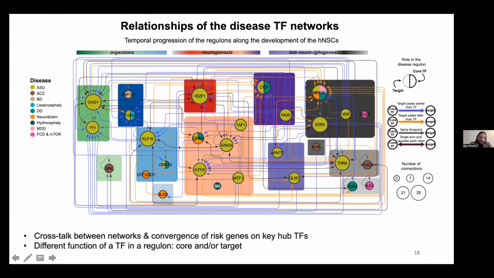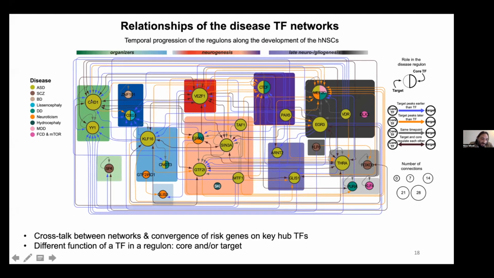This analysis is also showing the different function of a transcription factor in the regulon, but also how different regulons can converge to a specific target. So this could explain why mutations associated with different diseases may show similar manifestations, but also can explain why mutations associated with the same disease may show diverse manifestations.